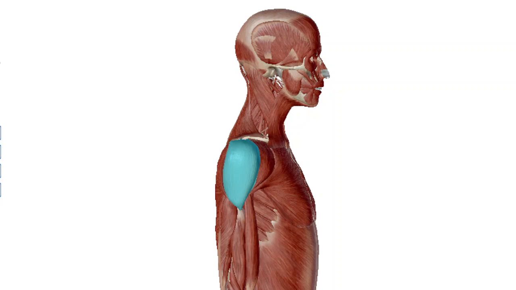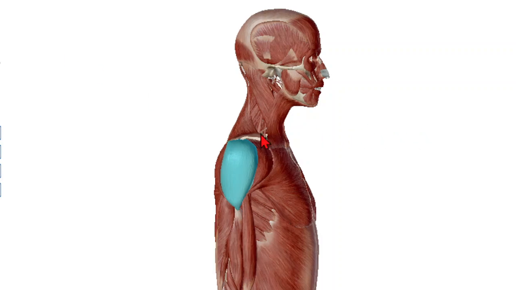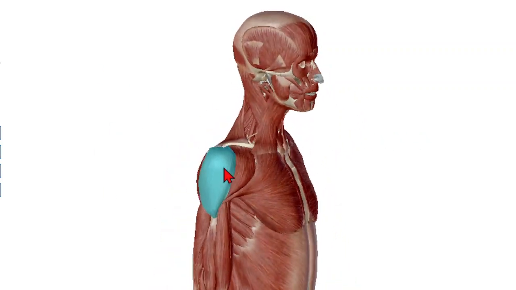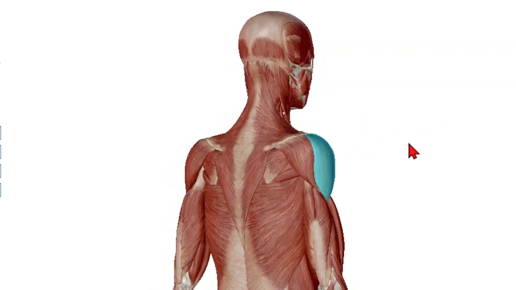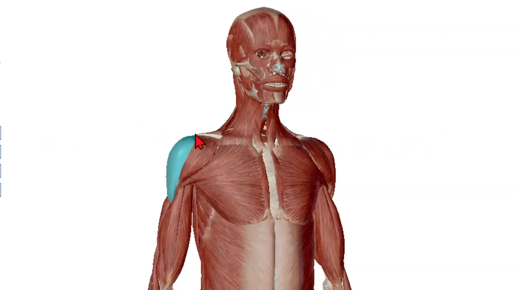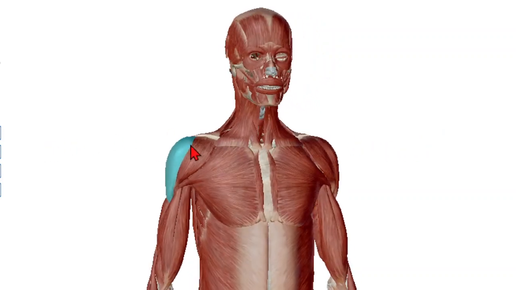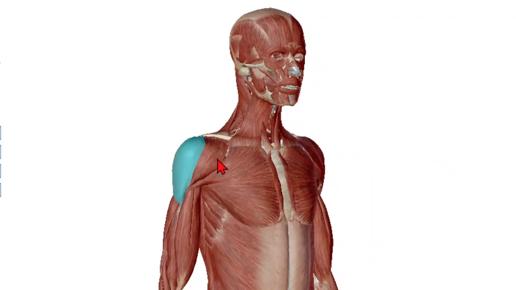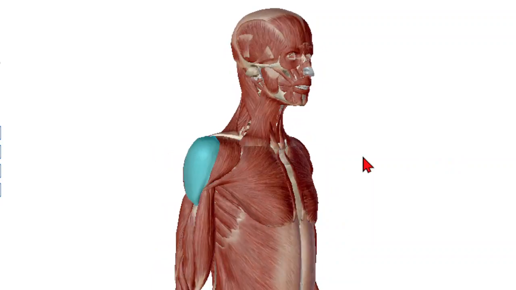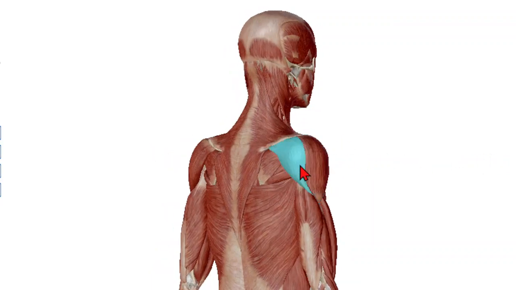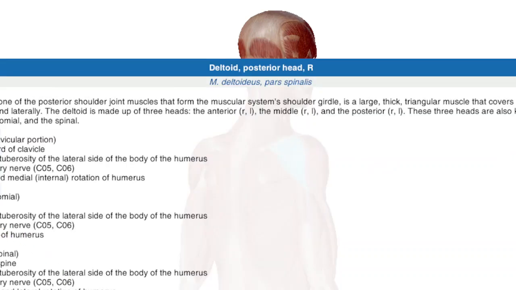One by one. This is the muscular skeleton. First of all we will start from the humerus. This is the deltoid muscle. Deltoid muscle, you can see it. Another thing is its insertion. Its insertion is the deltoid tuberosity on the lateral side of the body of the humerus.